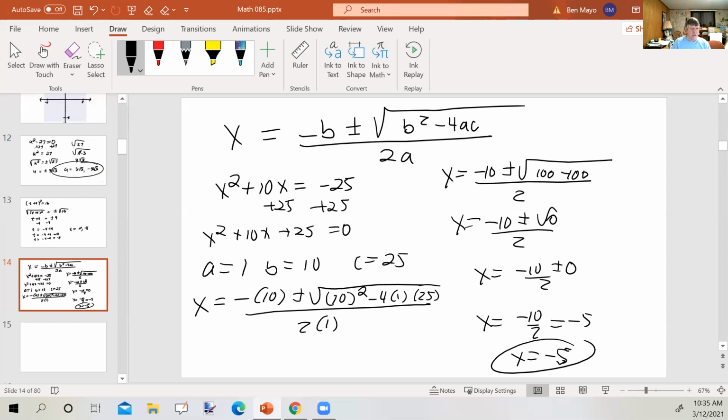Okay, let's take a look at another equation here. Let's see.